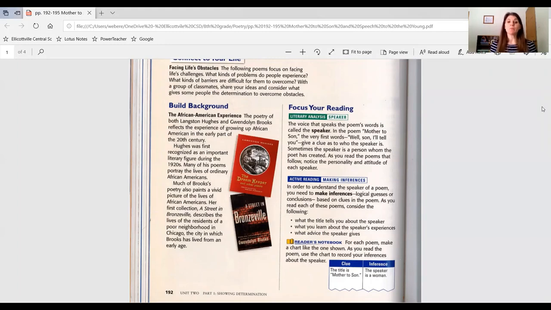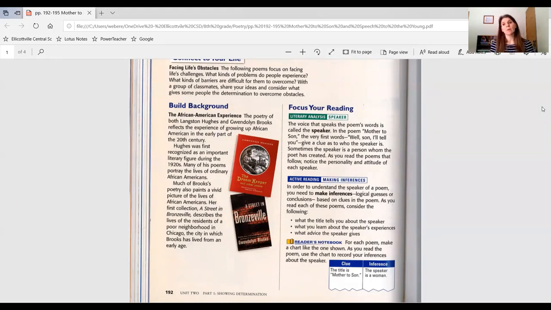So then we see much of Brooks's poetry also paints a vivid picture of the lives of African Americans. Her first collection, A Street in Bronzeville, describes the lives of the residents of a poor neighborhood in Chicago, the city in which Brooks has lived from an early age.